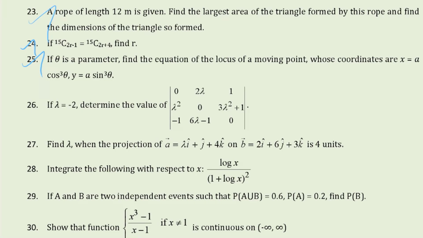Next, lambda equal to minus 2. Then, determine the value of determinant 0, 2 lambda 1, lambda square 0, 3 lambda square plus 1, then minus 1, 6 lambda minus 1, 0.